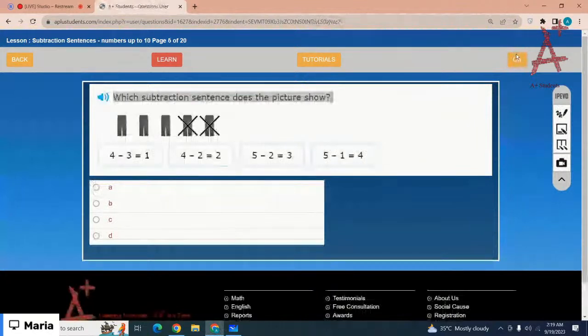Okay, which subtraction sentence does the picture show? So which is the correct option? You have 5 pants, right? Total 5 pants. How many of them are crossed? 2 of them are crossed, right? And you're left with 3. That is 5 take away 2 equals 3. Option number C is the correct option.